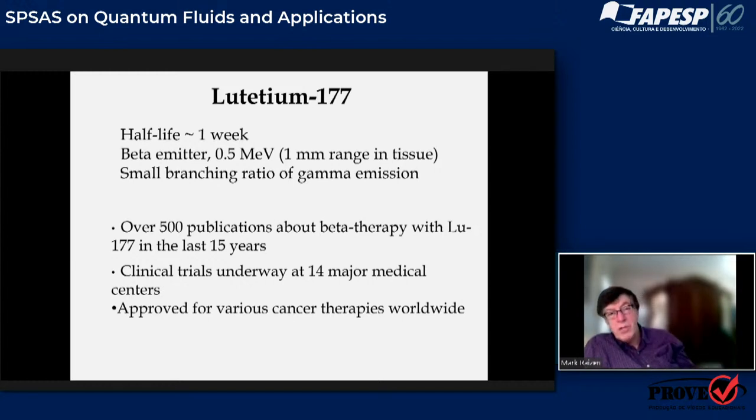There's been an explosion of activity in the last few years. These numbers are actually outdated. This is from 2015, and now it's much, much more.